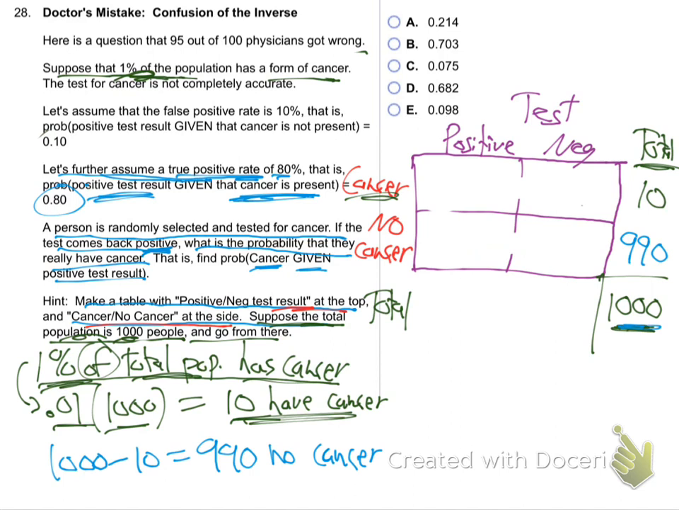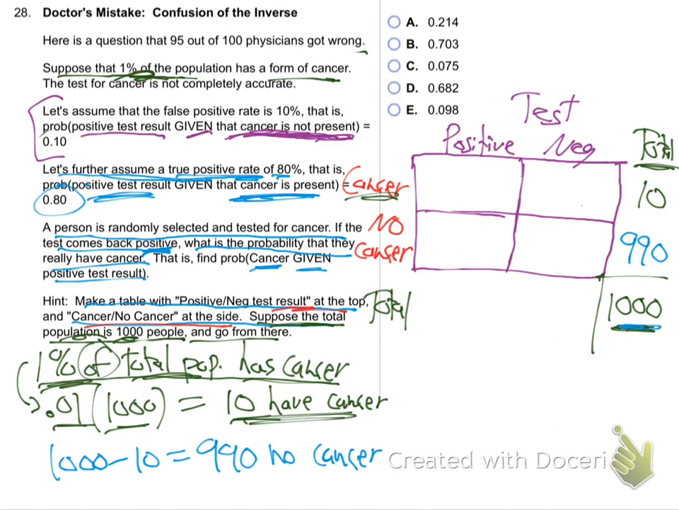Next fact is this one. Let's assume the false positive, that is, the probability of a positive test result given that cancer is not present. Well, remember, given is what you're focused on. We're talking about people that don't have cancer. Among those, we're given that among those that don't have cancer.